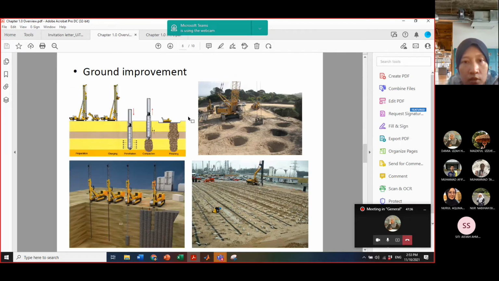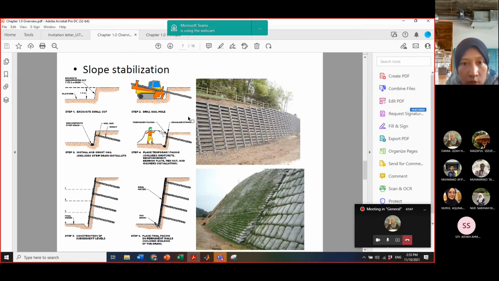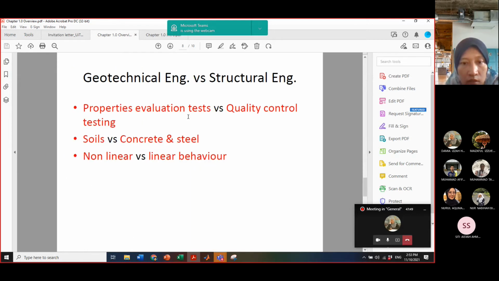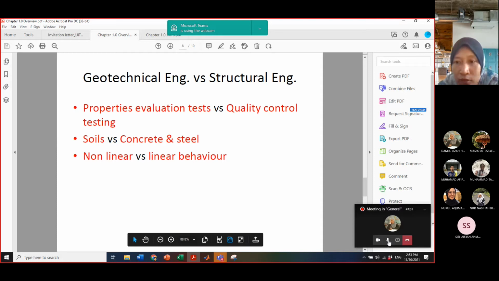The next one is ground improvement. For example here, ground improvement can involve projects on consolidation. And the next one is slope stabilisation. Okay, this is the last part. Okay, start, 5 minute break.